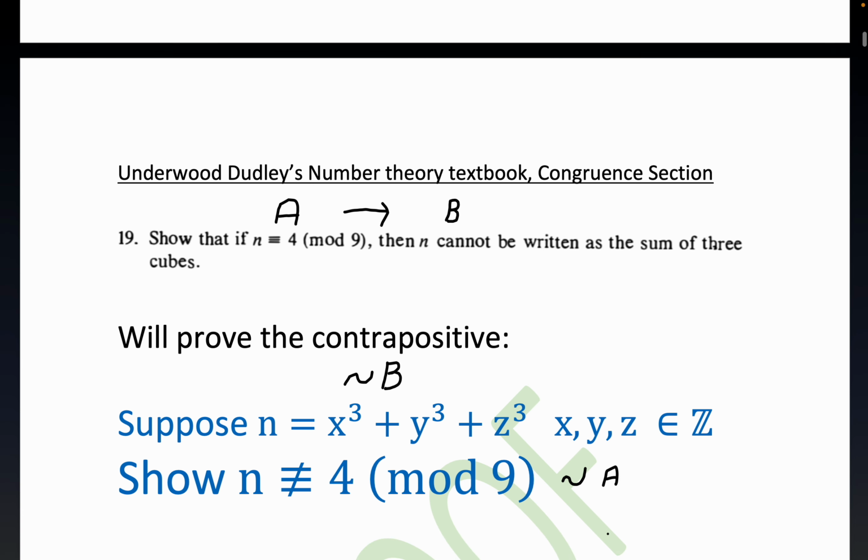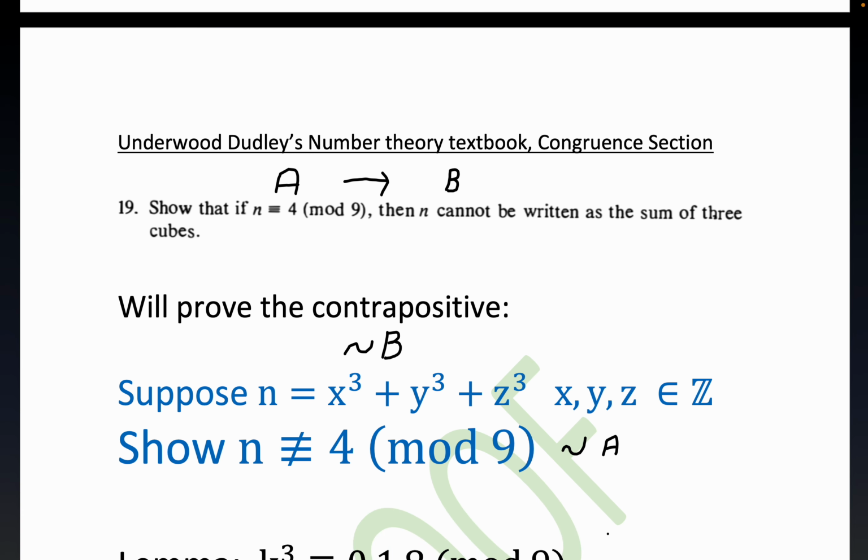Now another way to write this: saying n is not congruent to 4 mod 9 means the very same thing as saying that n is not equal to some multiple of 9, and I'll just write that 9m. That might be a slightly more palatable way to interpret this.